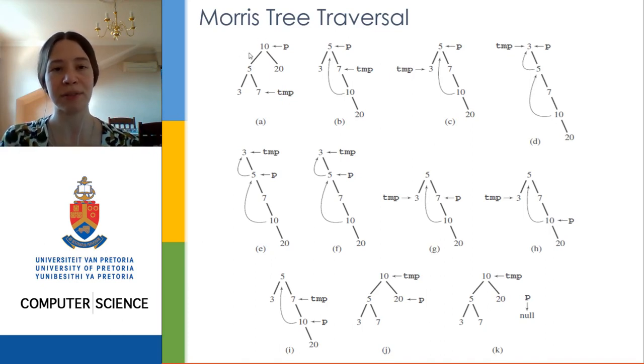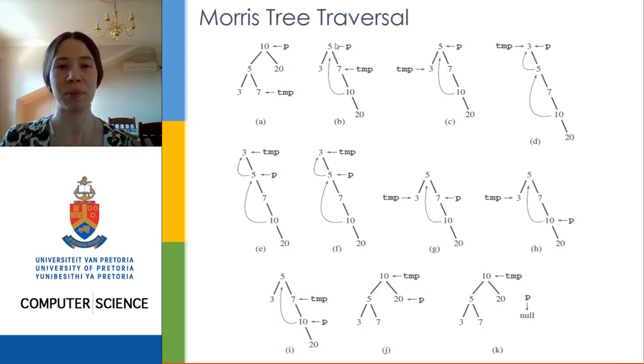We're going to go left. And after a single left step, we're going to go right as far as possible until we either hit null or we hit P. In this case, we're going to hit null. 7 doesn't have a right child, so 7 is the rightmost node of the left subtree. Therefore, 10 will become the right child of 7. Okay, 10 is the right child of 7, exactly like I have said. But 10 still remembers that 5 is its left child.